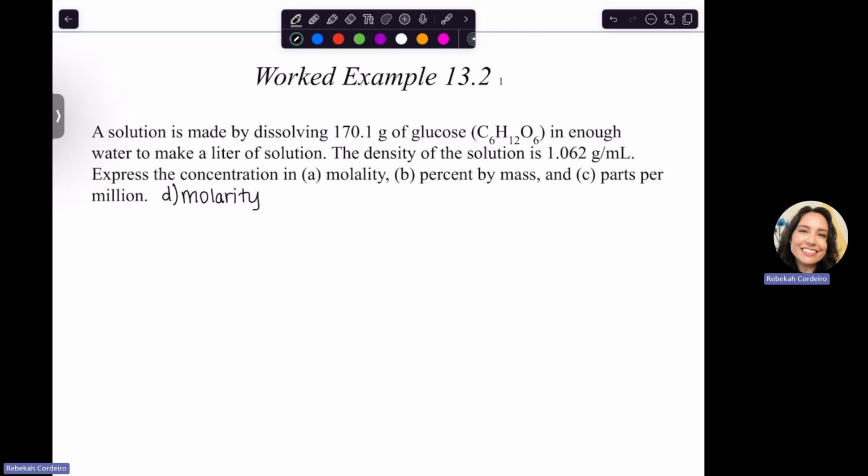Find the grams of the whole thing, the solution. You know the grams of the glucose. What was the grams of the water? Two things in the solution. Glucose, water. Start with a percent. I want to make it easier.